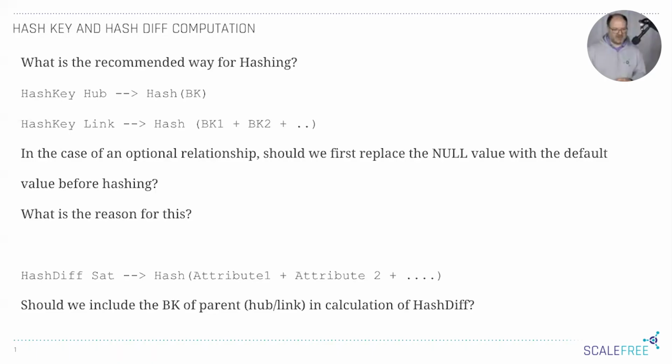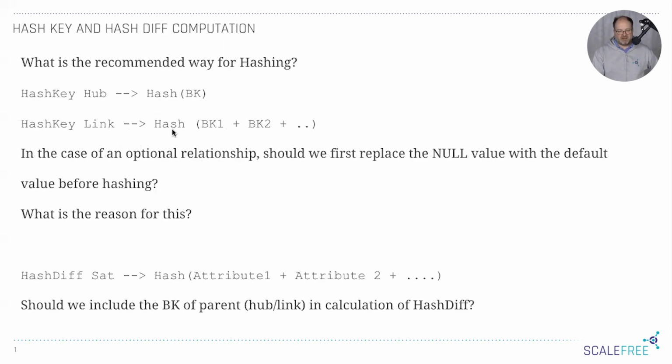So we'll see. All right, so let me just share today's question. This one is really about hash keys and HashDiffs. And there you go. So what's the recommended way for hashing, and a couple of options here. The first one is regarding the hash key in hubs and links, and there might be some optional hub references involved.